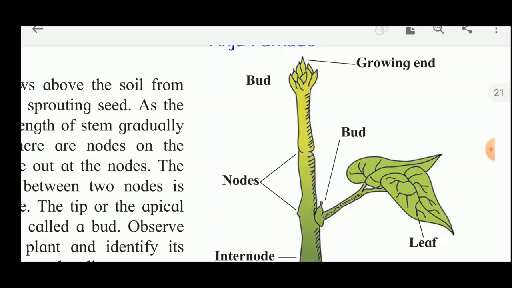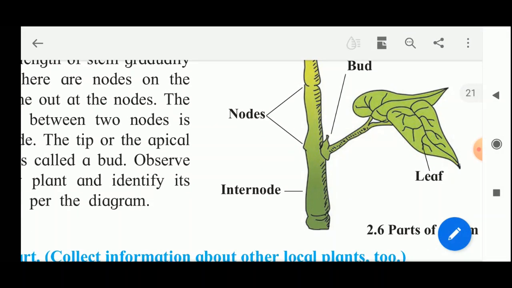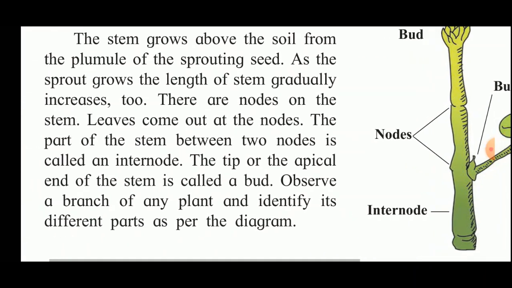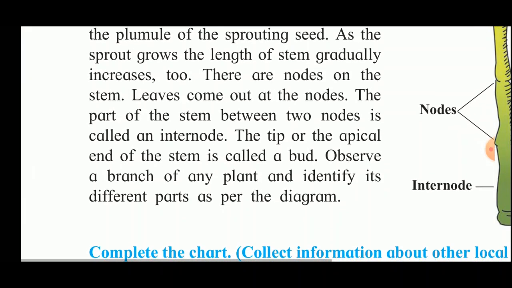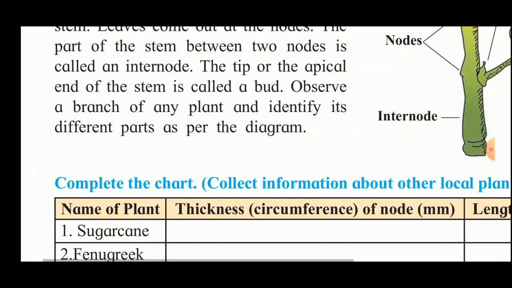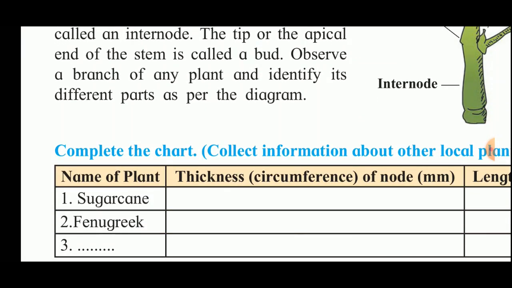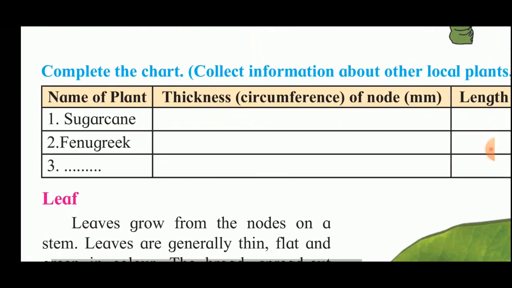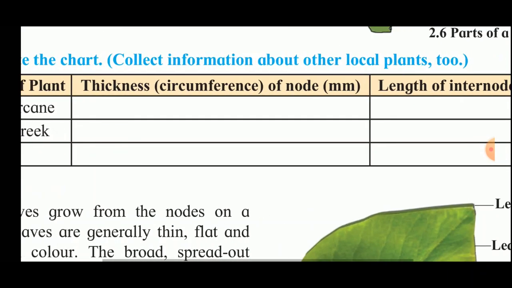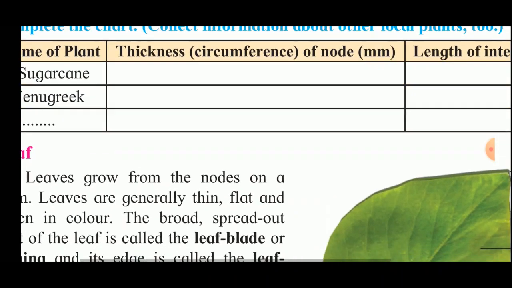Now, this is the growing end of the stem, and the distance between two nodes is called the internode. And here this is the leaf. So what we observe is that the tip or apical end of the stem is called the bud. Now observe the branch of any plant and identify different parts as per the diagram. This chart is not that important here. You have to find out the thickness of the node and the length of the internode in millimeters.